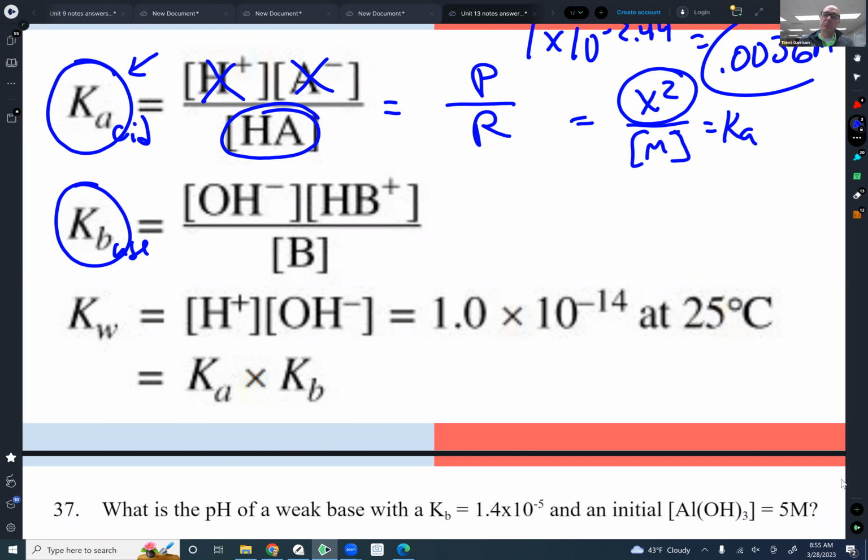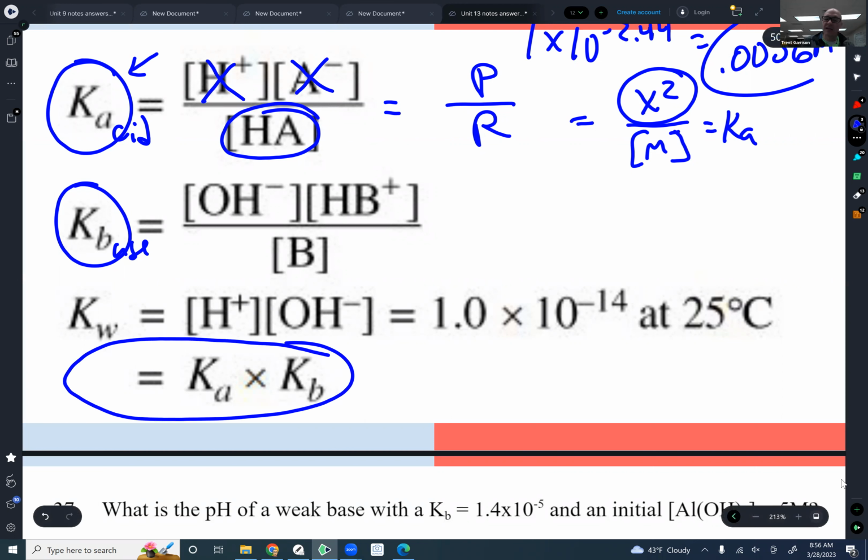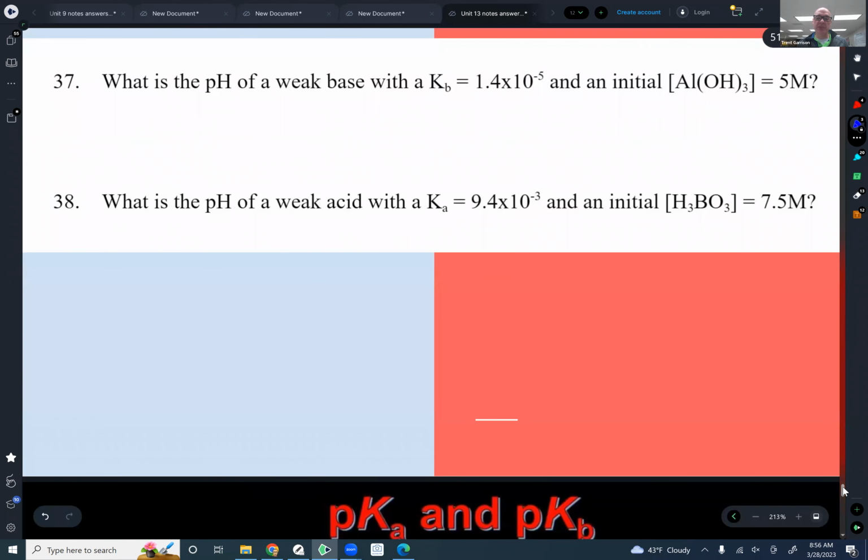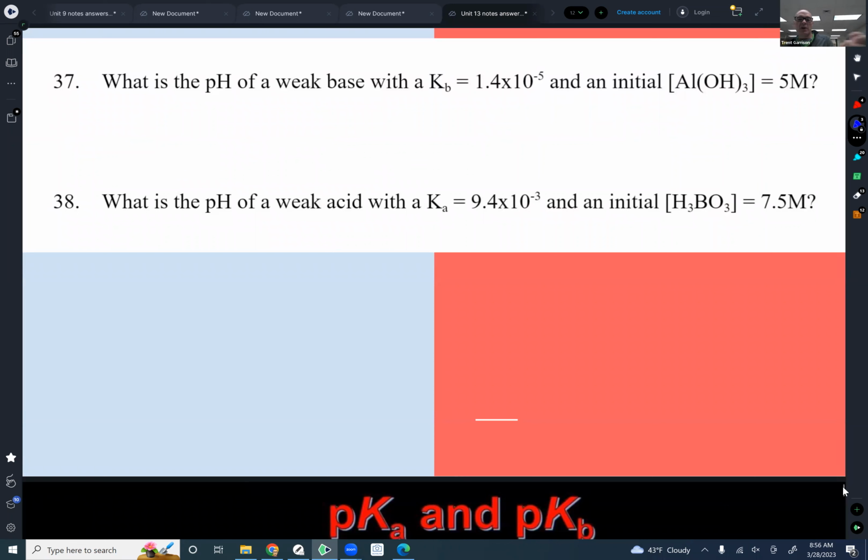The exact same principles hold true for Kb. Instead of solving for H's, we'll be solving for OHs. Now, if for some reason they give you one of the Kas and they want you to solve for the Kbs, they are related by the fact that Ka times Kb is equal to 1 times 10 to the negative 14, just like pH plus pOH is equal to 14. All right, so let's do one more couple of examples here, and then we're going to move on to the next topic.